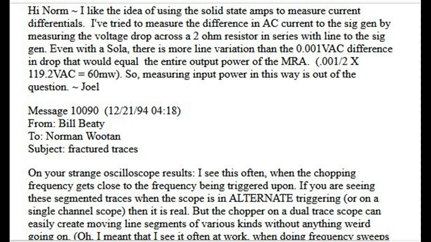From Bill Beatty. To Norman Wooten. Subject, fractured traces. On your strange oscilloscope results, I see this often, when the chopping frequency gets close to the frequency being triggered upon. If you are seeing these segmented traces when the scope is in alternate triggering, or on a single channel scope, then it is real. But the chopper on a dual trace scope can easily create moving line segments of various kinds without anything weird going on. Oh, I meant that I see it often at work, when doing frequency sweeps on circuitry.